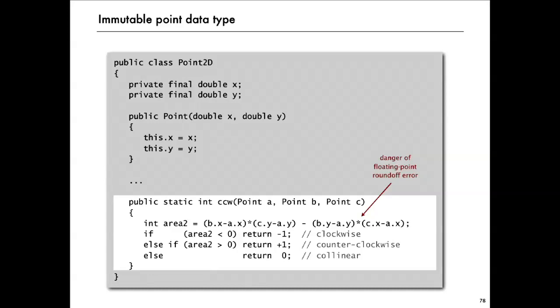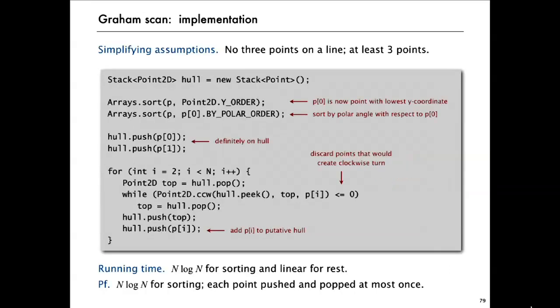If we implement a point data type for computational geometry, it can have a method, CCW, that just with this little math calculation, (b.x - a.x) times (c.y - a.y) minus (b.y - a.y) times (c.x - a.x), this calculation here gives you immediately whether it's counterclockwise, clockwise, or collinear. Not much code at all. And that method is the basis for the Graham scan.